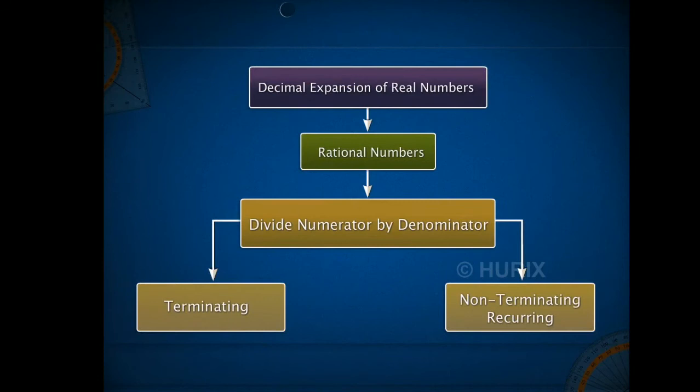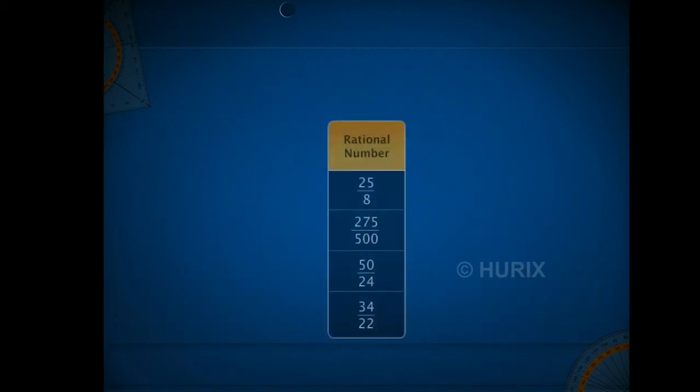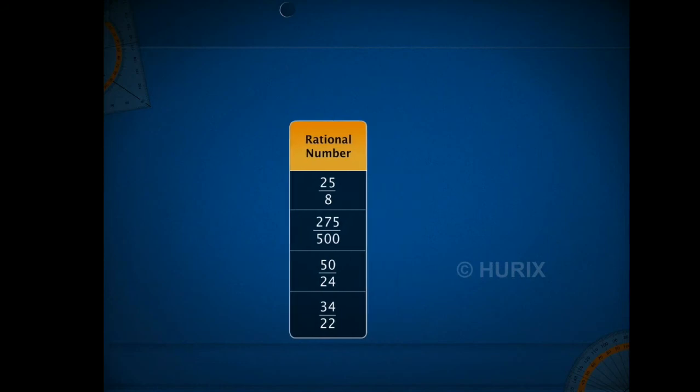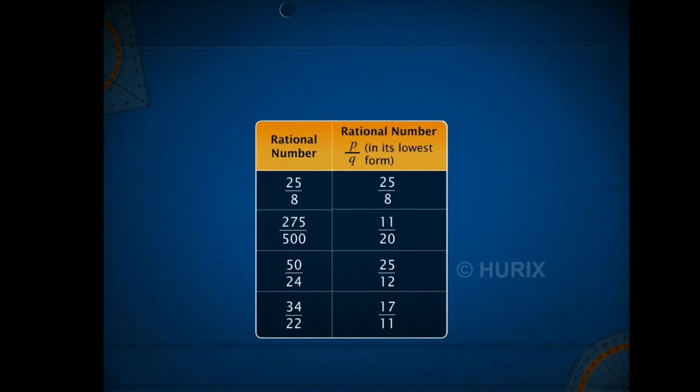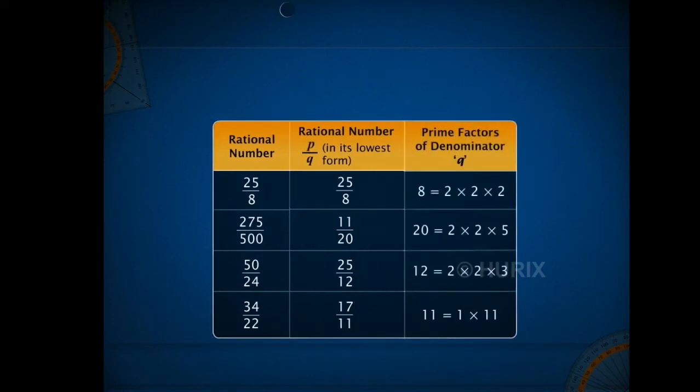We've seen how to identify the decimal expansion of a rational number as terminating or non-terminating recurring by dividing the numerator by the denominator. We can also identify the type of decimal expansion for a rational number without actual division. Let's take 4 examples of rational numbers to understand this method. First, we write each rational number in its lowest form. Next, let's write the prime factors of the denominator of each rational number.